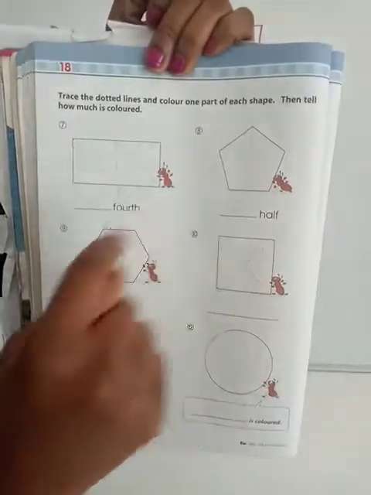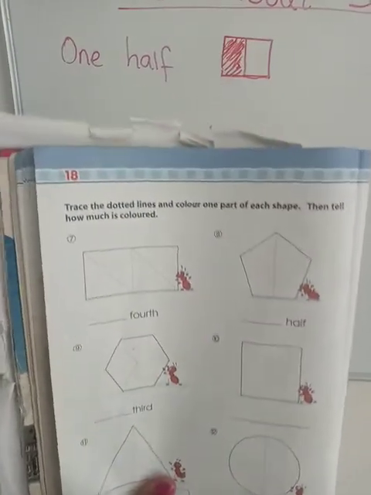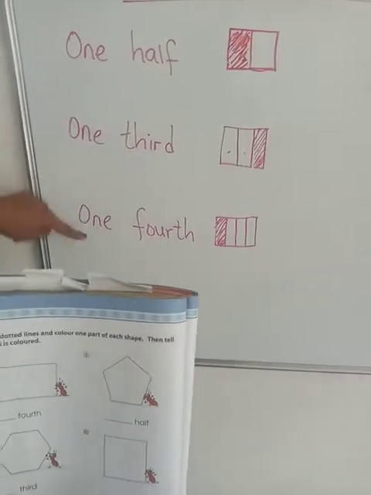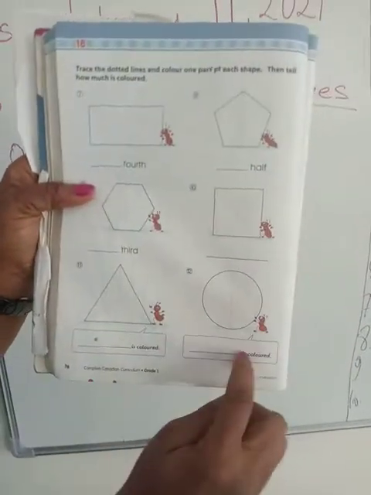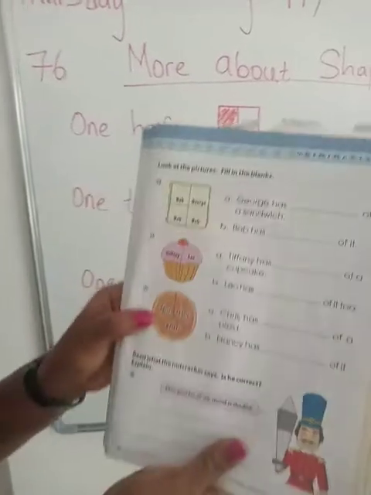Do you understand? The same way you do for number 8, 9, 10, 11, and 12. Color one part and write the name, like 1/2, 1/3, or 1/4 in the spaces below each shape. When you're done with that, we move to the next page.